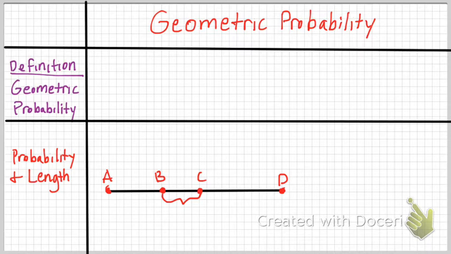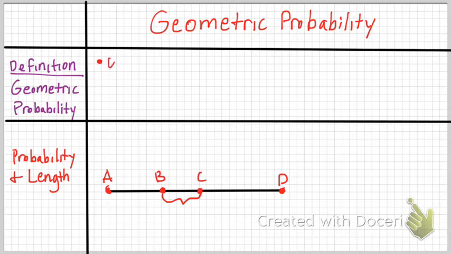Alright, so what is geometric probability? Well, a geometric probability is just a probability that we're expressing as kind of a picture instead of just numbers. So, one of the things that we can define here is that geometric probability is where points on a segment or a region of a plane represent the outcome.